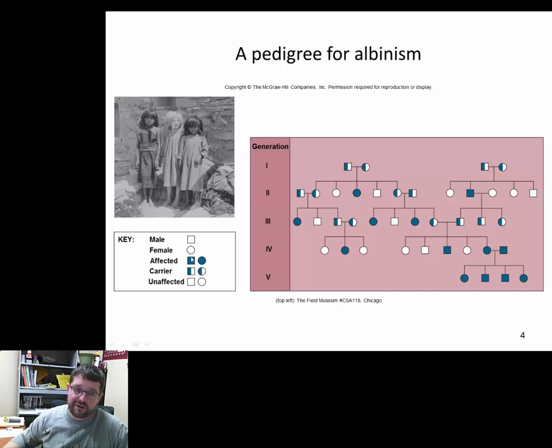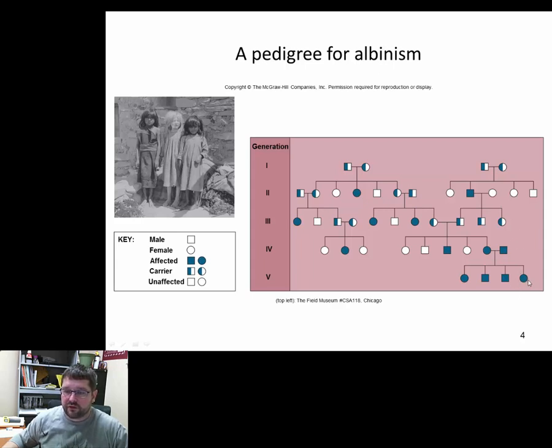And an affected individual, an individual that has whatever the condition that you're interested in, is going to be fully colored in. One that carries it is going to be half, and one that is unaffected is going to be blank. Now, sometimes there's just not enough information. Sometimes you're missing whether they carry or not, but most of the time you can figure out, did an individual carry the gene or not, based on the offspring that they produce. So a lot of times when you're working with pedigrees, you're working from the current generation backwards.